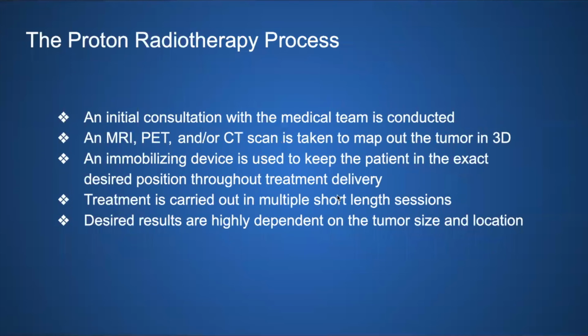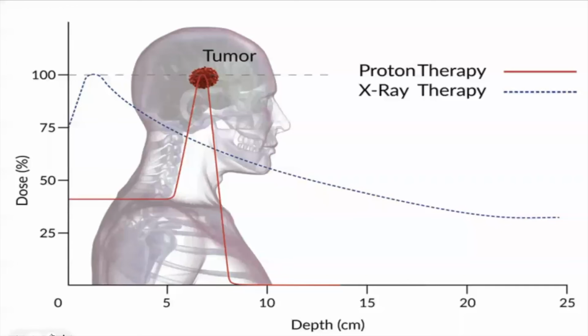Now, treatment is carried out in multiple short-length sessions. Each session, like I mentioned before, is about 15 to 45 minutes, depending on the patient and the facility. The majority of that time is spent positioning the patient. So taking this into account, the desired results are highly dependent on the tumor size and location. There's not a set number of sessions and not a set amount of energy that, when you deposit it at the tumor site, will give you the desired results. It's highly dependent on how the patient's body reacts and responds to the treatment being administered.